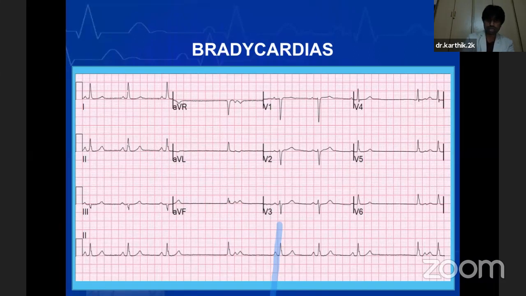However, after the third beat, there is a sudden disappearance of a QRS complex. There is no P wave and no QRS complex. Okay, so this is one form of bradycardia. This is resulting in an overall decrease in the heart rate.